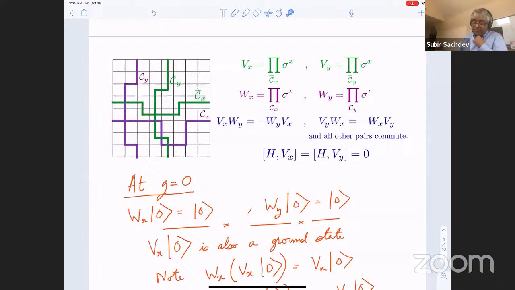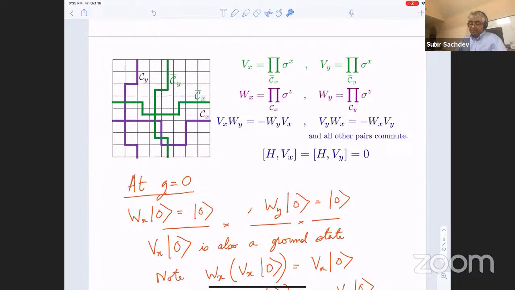Okay, so it's also useful, although they don't commute with the Hamiltonian, to introduce the Wilson loop operators, which are Wx and Wy. These are Wilson loop operators that encircle the torus in either the x or the y direction. So there are two special Wilson loops that go all the way around the torus. You can pick two of them and we'll just keep them around.